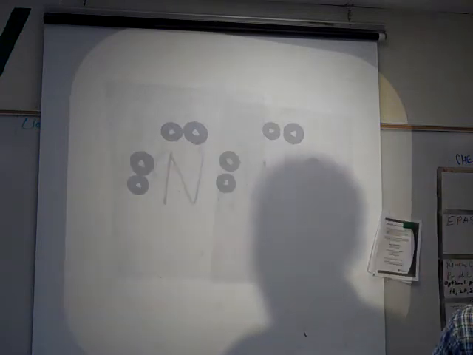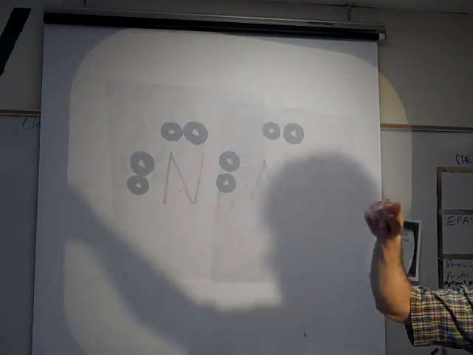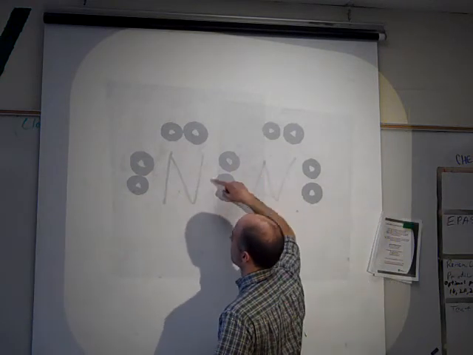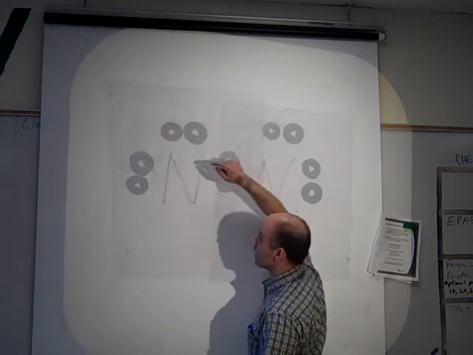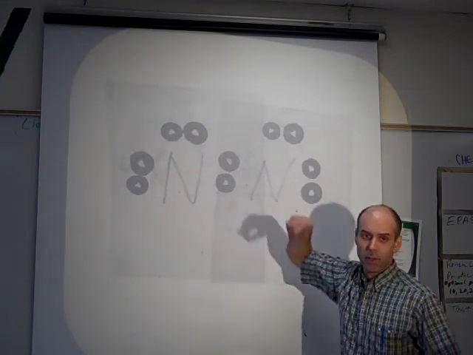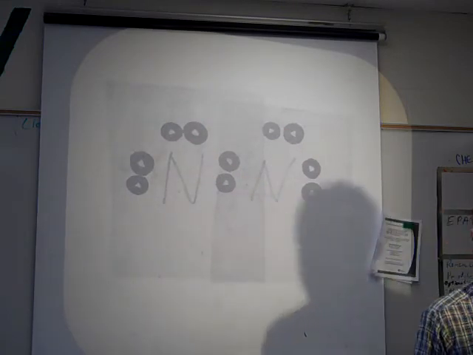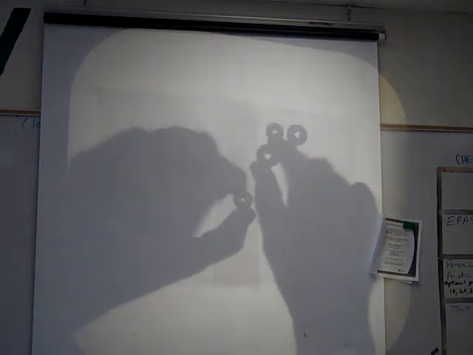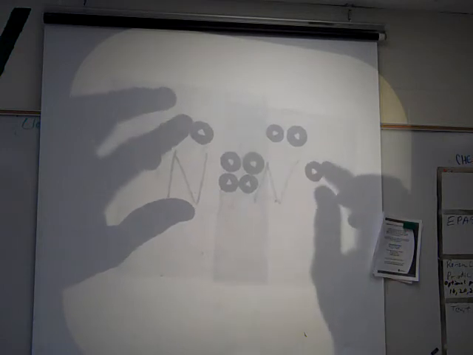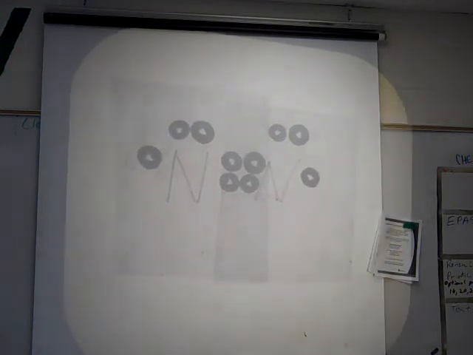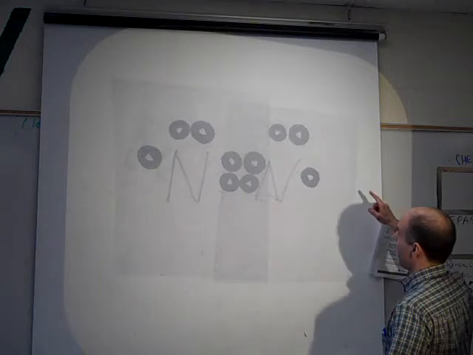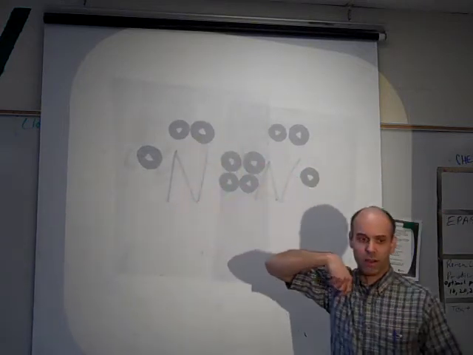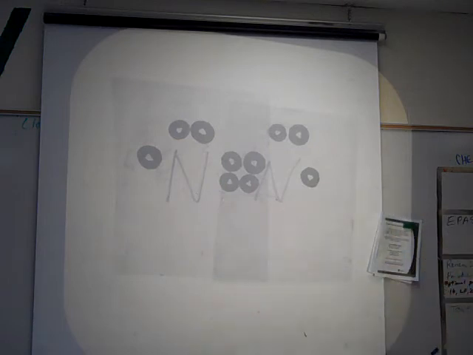Oh, I've got 5 green ones and 5 pink ones to represent the 5 from one and 5 from the other. So how many electrons do I have around this nitrogen right now? 6. How many around this one? 6. How many do I have to get? 8. So it's not enough. So what I can do is make another pair. Now how many do I have? 7 and 7. Is that enough? No. Nope. Let's make another pair.